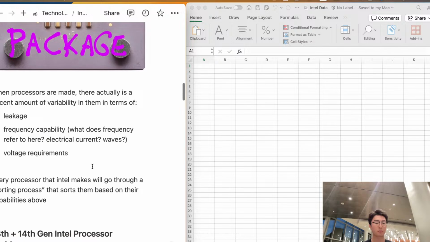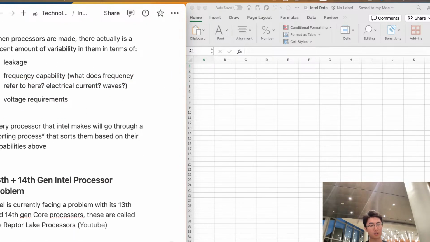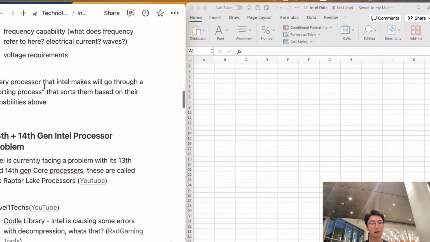Okay. So when processors are made, there actually is a decent amount of frequency capability variation. Yeah, I don't know exactly; this is a bit more technical. I probably have to dig a little bit deeper. Every processor that Intel makes will go through a sorting process. So this is the binning thing above.